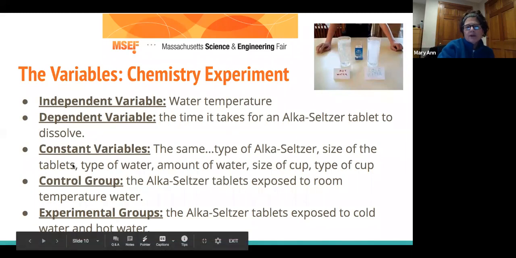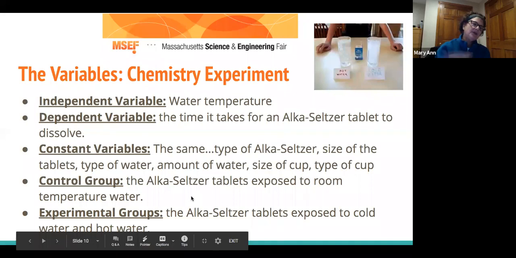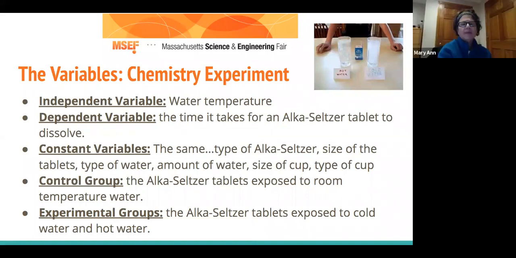And so the control group for this experiment would be the Alka-Seltzer tablets exposed to room temperature water. So we didn't make the water hot, we didn't make it cold, we didn't do anything to the water. It's just the normal condition, or that found in nature.